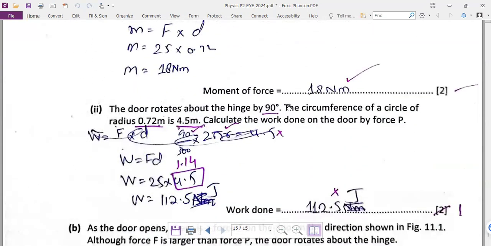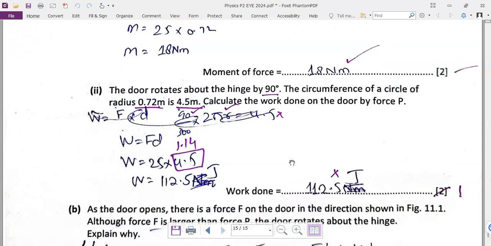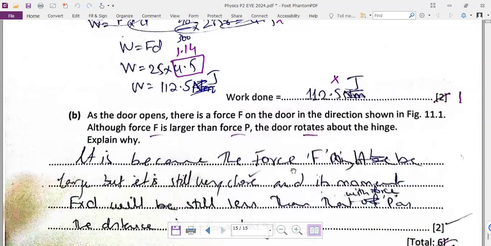Now the door closes 90 degrees. The circumference is this much. Calculate the work done. In the work done, you will be taking the quarter of the distance. So the quarter of the distance will be 1.14. And this distance is covered by the force of 25 newtons. So the work done will be multiplying this with this, which will give you the answer.